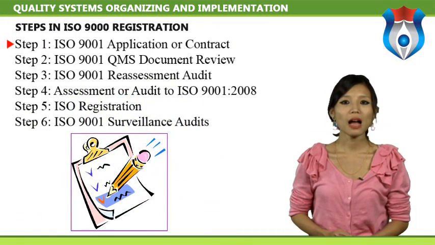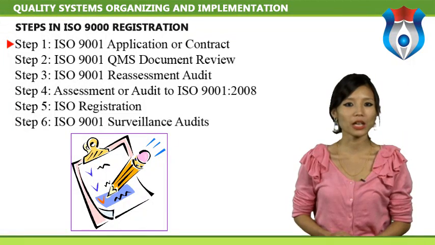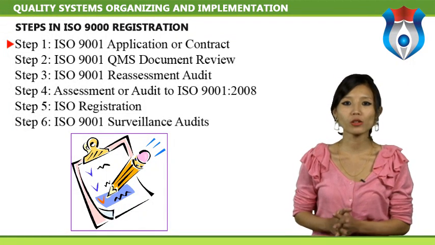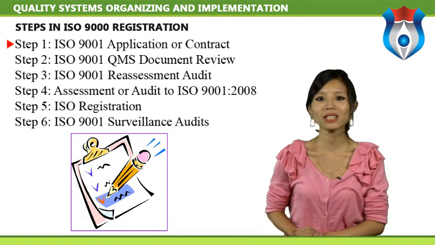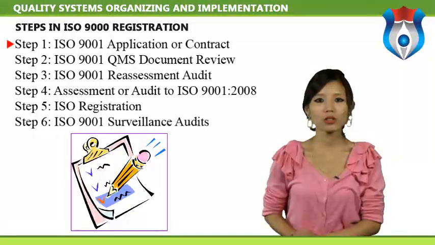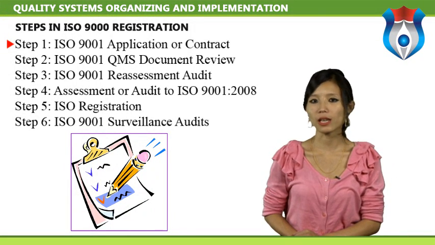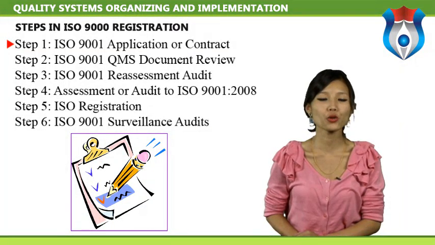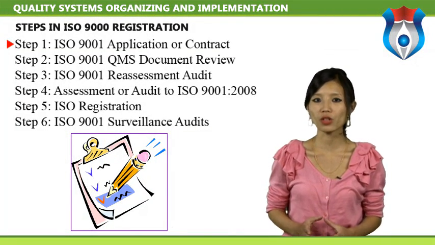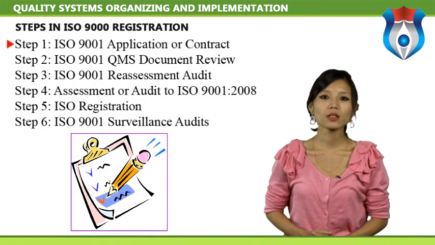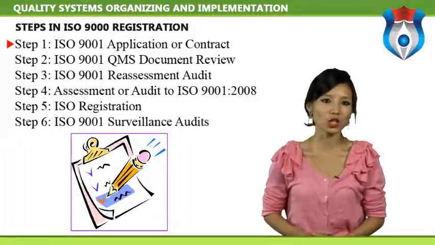Step 1. ISO 9001 application or contract. The application also may be called a contract. It defines the rights and obligations of both parties, including the registrar's access rights to facilities and information, confidentiality issues, right to appeal or file a complaint, instruction on use of registration certificates, and conditions for terminating the application.